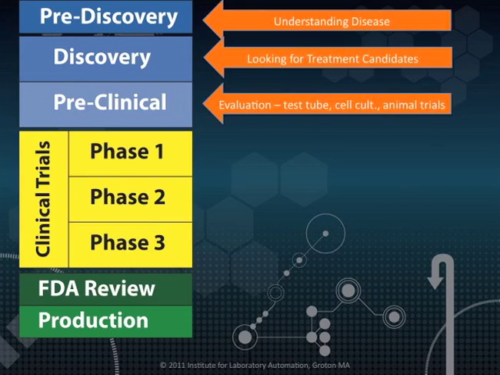Once we have found some possible candidates, we enter the preclinical phase. Here, we begin an evaluation of each of the candidates against the disease. It begins with the screening process to separate more promising candidates from those less likely to make it through the process. We begin with testing in test tubes and work our way through animal trials. In each step, the number of candidates is reduced.